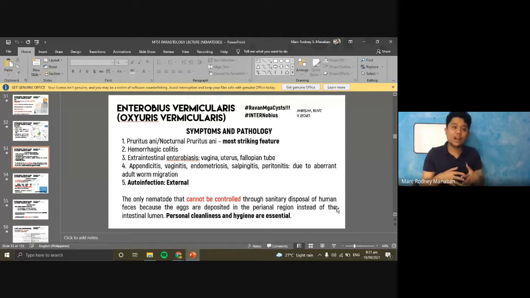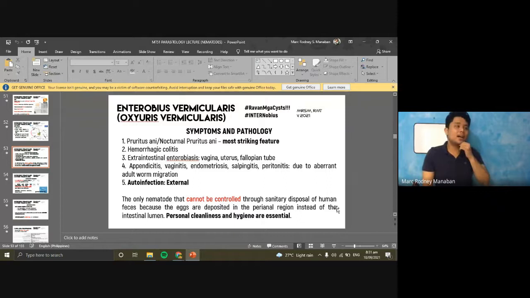Because they are in the perianal region, when the patient defecates, it is possible that no eggs can be recovered, or only a few are deposited in the stool. So, the best way to prevent enterobiosis is personal cleanliness and hygiene. So, you should bathe, and you should change into good clothes.